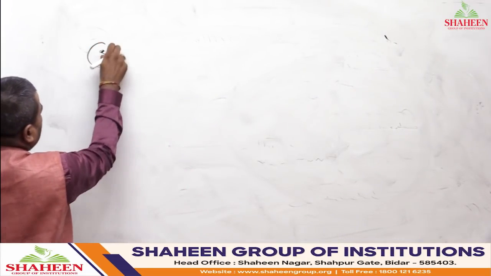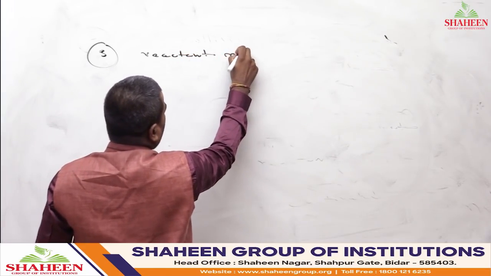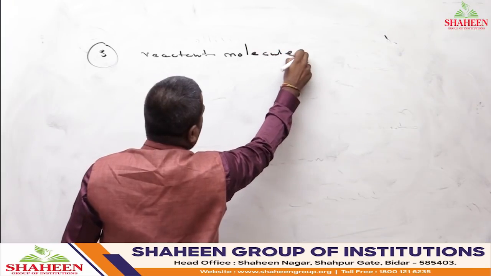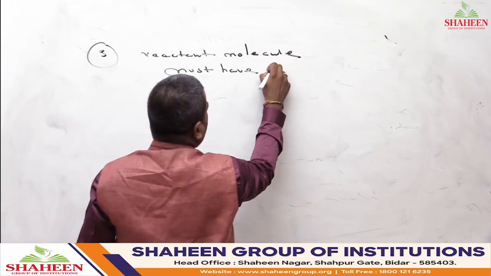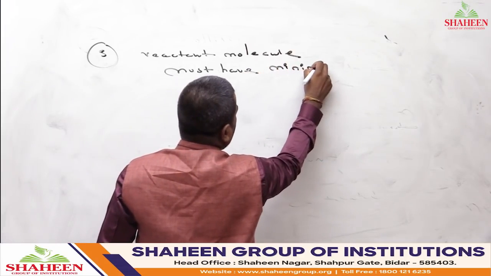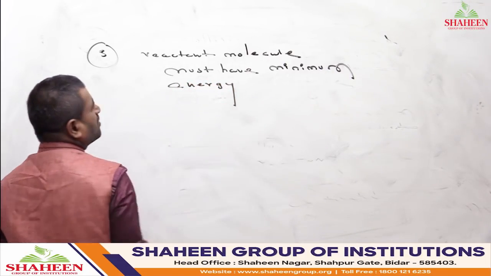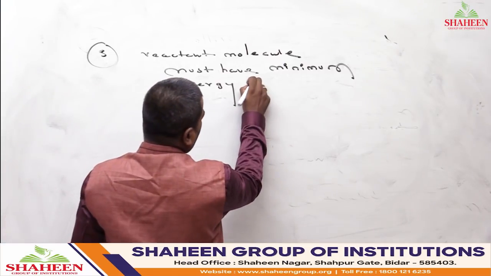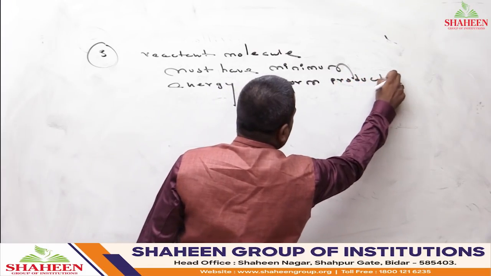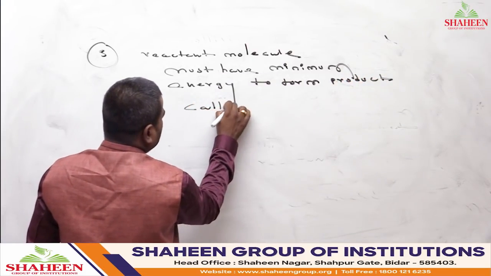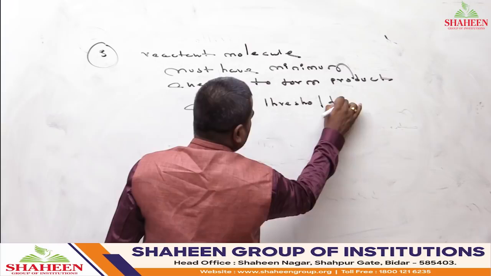Third point I am discussing: the reactant molecule must have minimum energy to form product. This is called threshold energy.